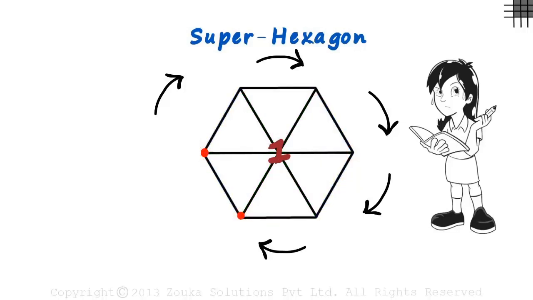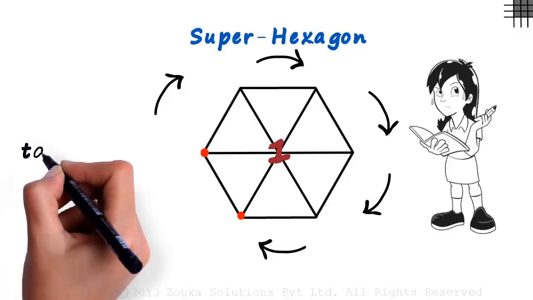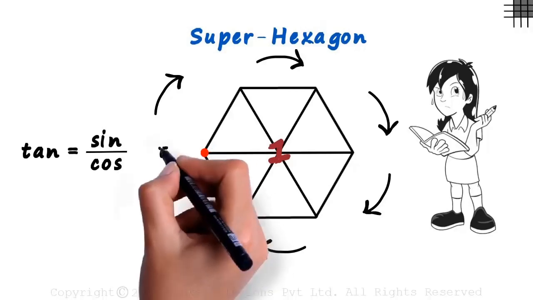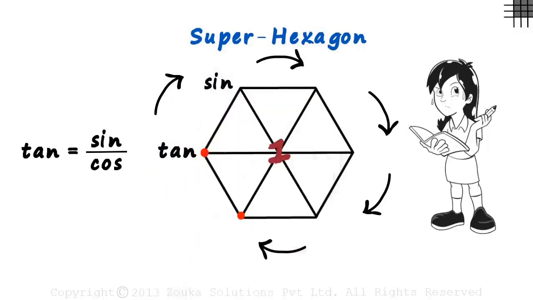We just need to remember one formula which we have already seen. Tan is equal to sine by cos. We have used this formula like a zillion times now. We start at this vertex and write tan, sine, cos in the clockwise direction. Tan, sine, cos. Now 3 functions and 3 vertices remain.